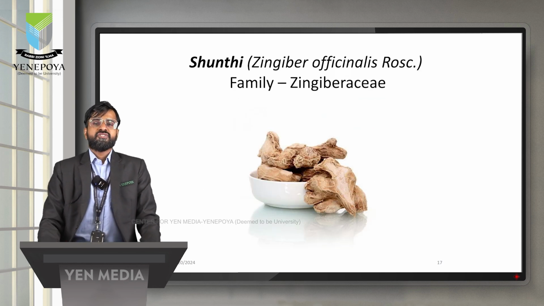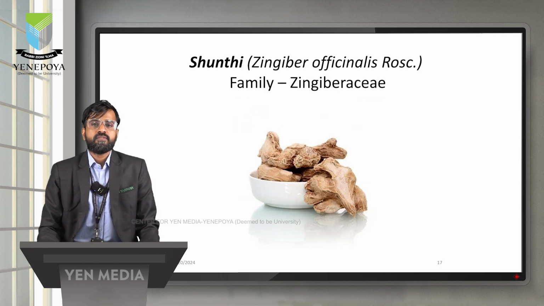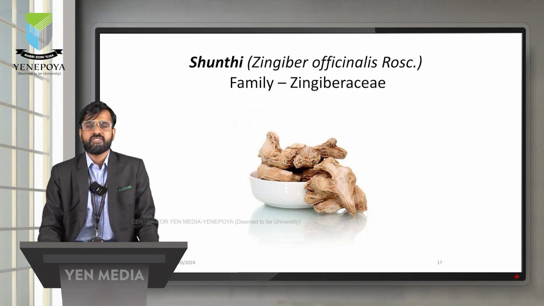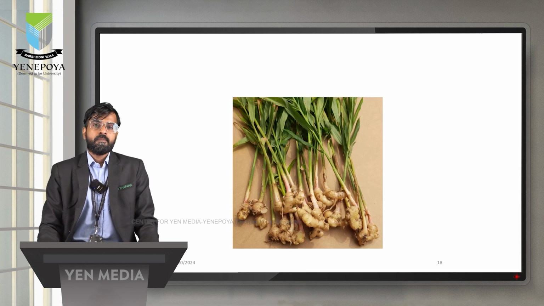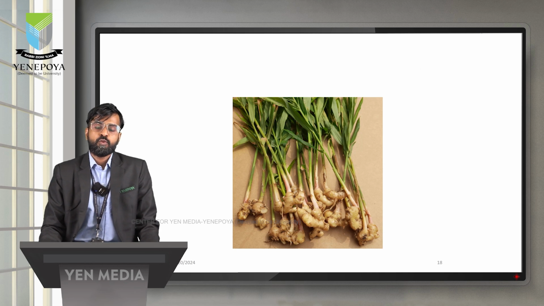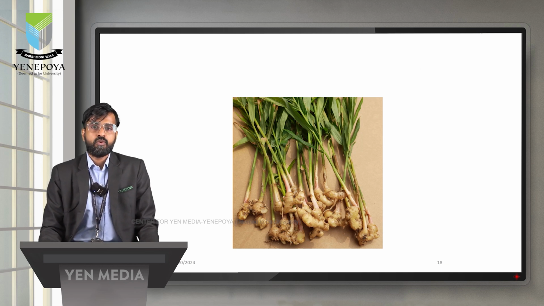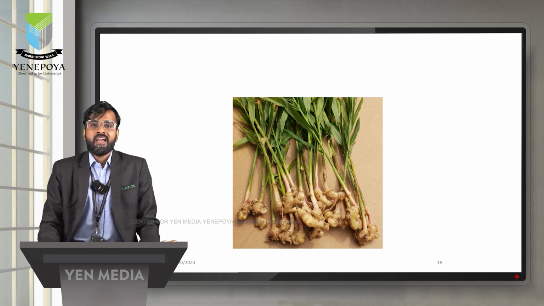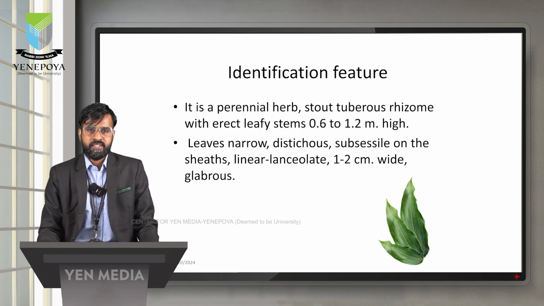Coming to the next drug, that is Shunti, the dried form of ginger. Botanically it is identified as Zingiber officinalis, of the Zingiberaceae family. The previous one belongs to the Piperaceae family. This is the plant you can see here. We utilize the rhizome in both wet form as well as dry form. So you will get both references in the literature, Bhaprakash or whichever Nighantu you refer to, with the reference of Ardraka as well as Shunti in detail.